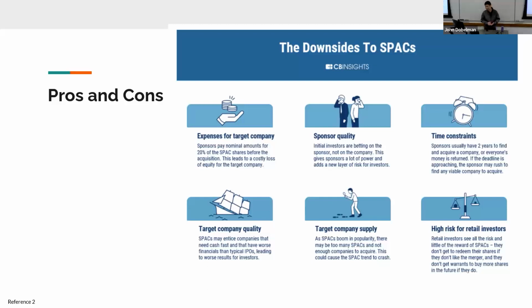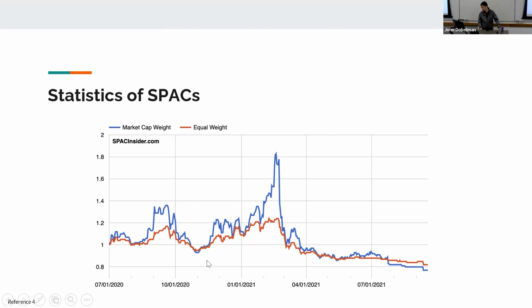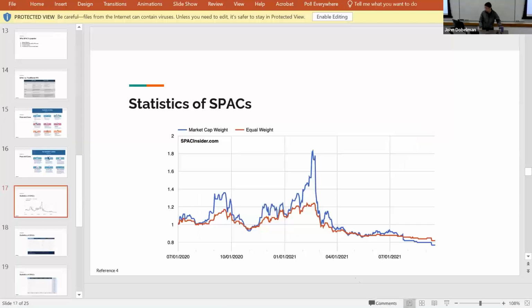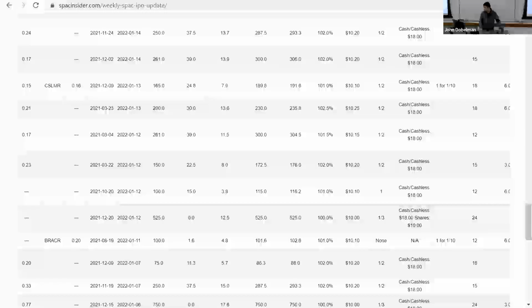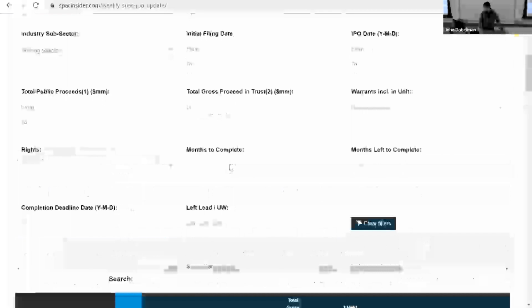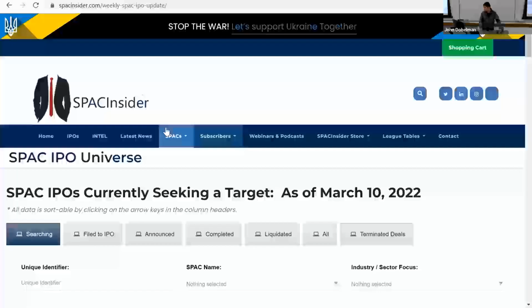It's a little bit old, but you can see most of the SPACs are trading below their trust value. That's how the SPAC return looks like. It's getting lower than where you started. If you look at, we can go to SPAC Insider to see the statistics. Yeah, get more fresh data.